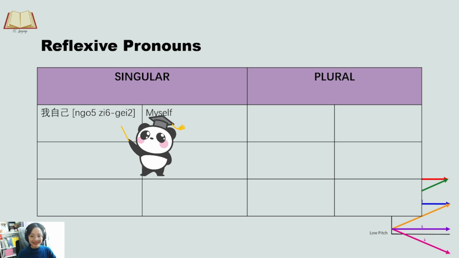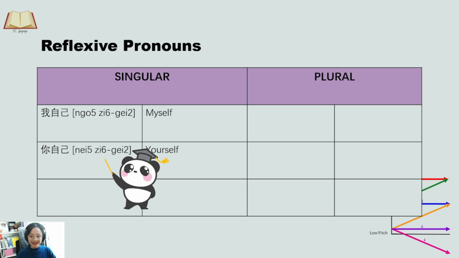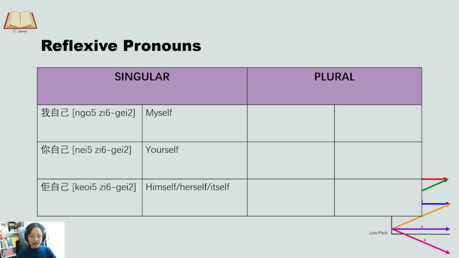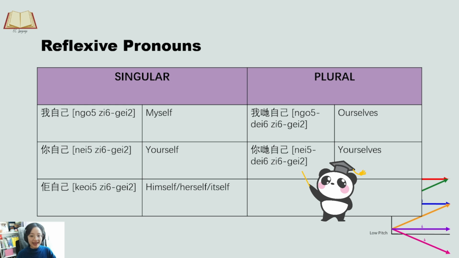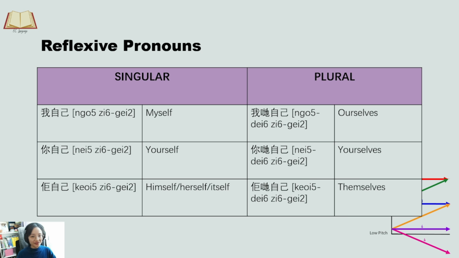First one, myself. 我自己 Yourself. 你自己 Himself, herself, or itself. 佢自己 Ourselves. 我哋自己 Yourselves, the plural. 你哋自己 And finally, themselves, 佢哋自己 Here are some examples.